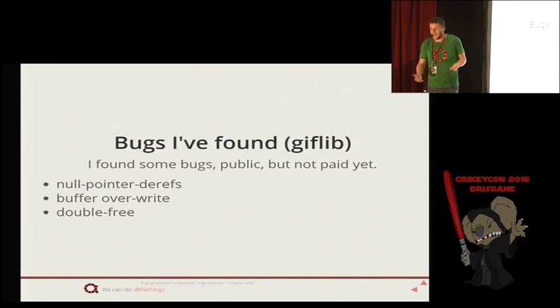So GIFLib, I found some bugs in GIFLib. They're public, so they're upstream in GIFLib. They've been patched, they've been released. I just haven't been paid yet, so this is through Google as well. Secretly I have been paid, but I won't put it in the slides just yet, because I haven't updated the slides, but I might talk about it. So I found some boring null pointer dereferences, I found some buffer overwrites, and a double free exception.